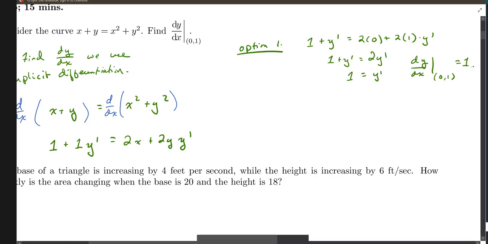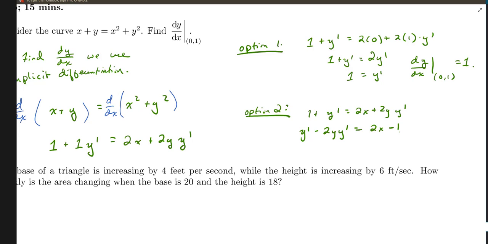What's option 2, though? Option 2 is kind of more typically what you've done in these problems, where we solve this equation for y prime. So we're going to take 1 plus y prime is equal to 2x plus 2y y prime. We're going to solve for y prime. So let's see here. I think I'd like to subtract over. So we'll have y prime minus 2y y prime is equal to 2x minus 1. Folks, could you take all the y prime terms over the right-hand side? Certainly. If you do, your answer will look slightly different than mine. But it will be correct if you don't make a mistake.